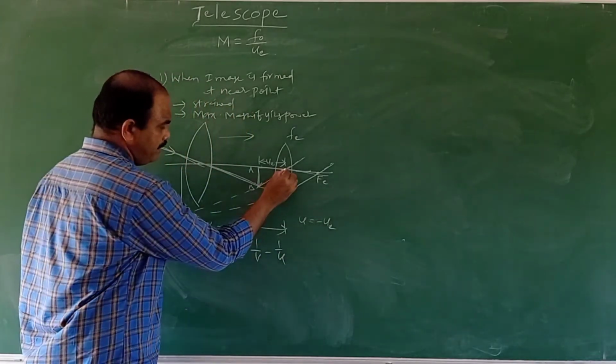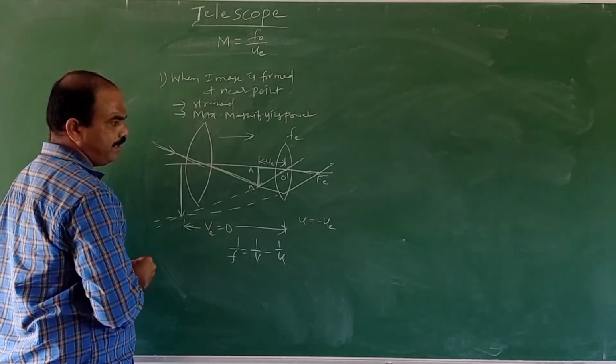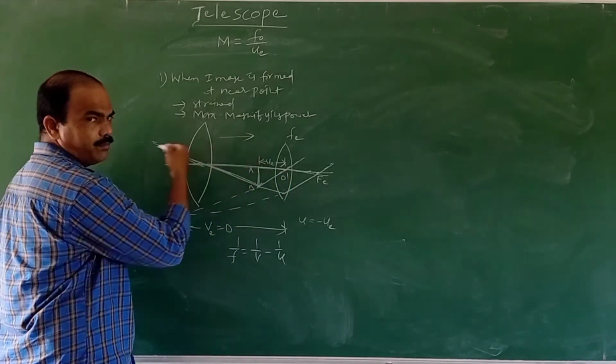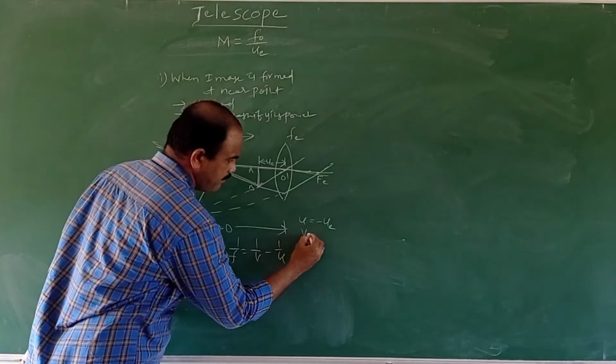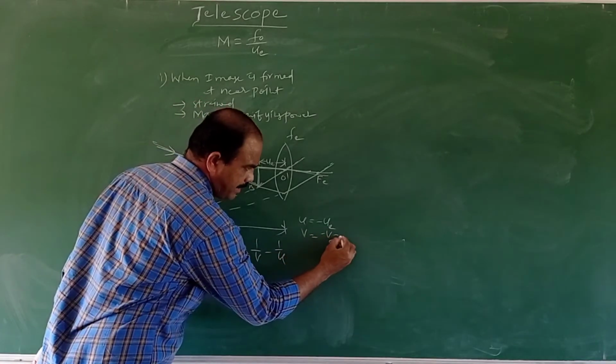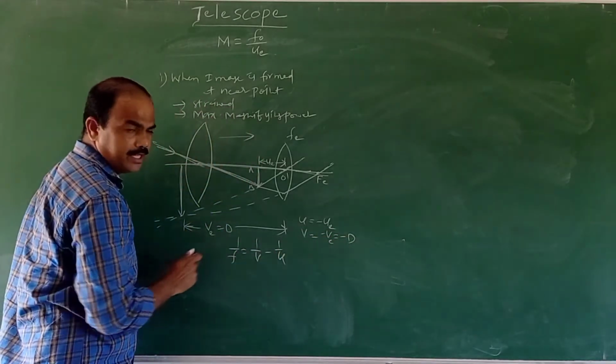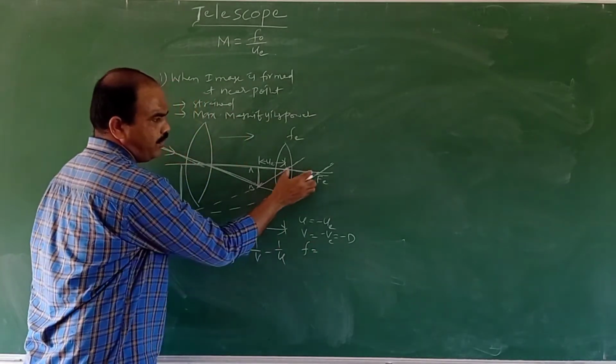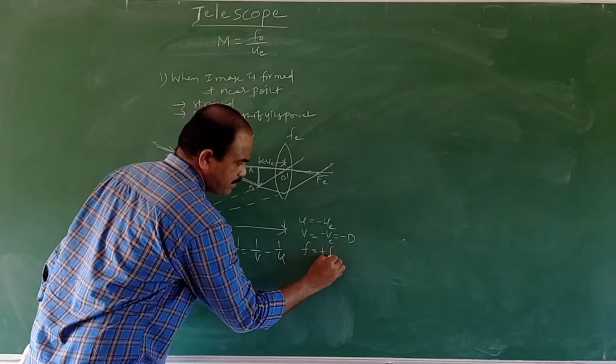And now this is the image formed at the near point. This is the image distance. To measure the image distance also we are moving opposite to the direction of the incident ray. That's why v equals minus v_e, which is nothing but minus D here. D is nothing but the near point distance. But the focal length of this convex lens becomes positive.